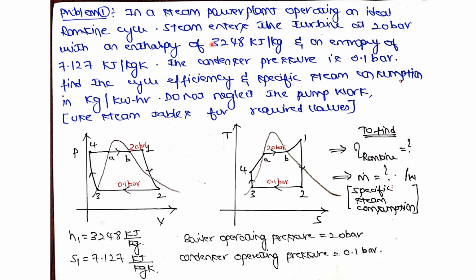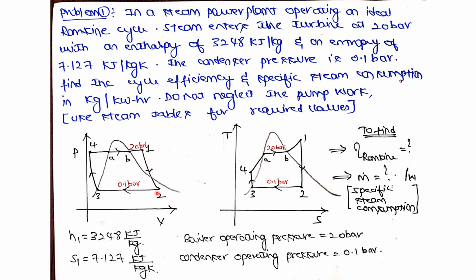He says steam enters the turbine. Where does the steam enter the turbine, in the sense which state? The turbine expansion process occurs from state 1 to state 2 here in the TS diagram as well as in the PV diagram. State 1 to state 2 is the expansion process. The steam enters at 20 bar, in the sense it has that pressure at state 1. If you look into the PV diagram and the TS diagram, you already studied the Rankine cycle. Again, I will repeat it.